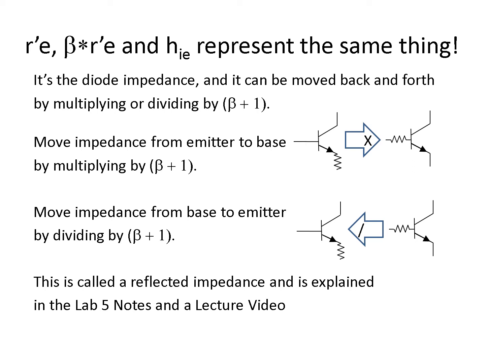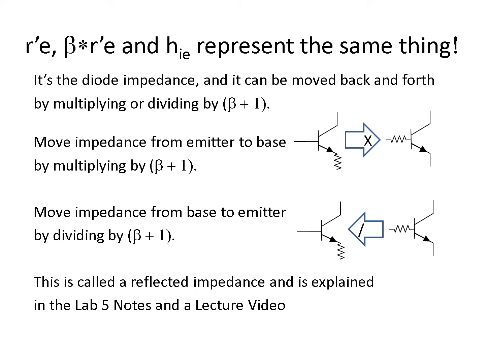And it represents the same thing in all of them. It's the diode impedance. It's the impedance of the diode between the base and the emitter. And it can be moved back and forth from the base to the emitter simply by multiplying or dividing by beta plus 1. So for example, in order to move the impedance from the emitter to the base, so here it is on the emitter, and if we want to move it over here on the base, what we need to do is we need to multiply it by beta plus 1. So take this, multiply it by beta plus 1, and then you've moved the impedance over to the base.